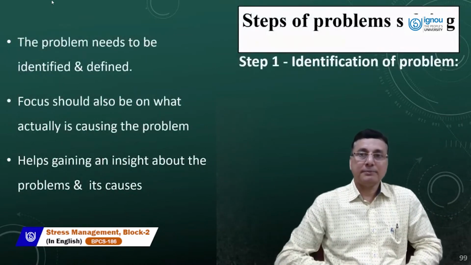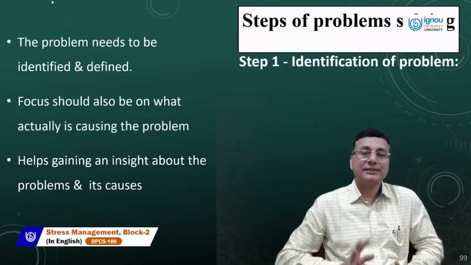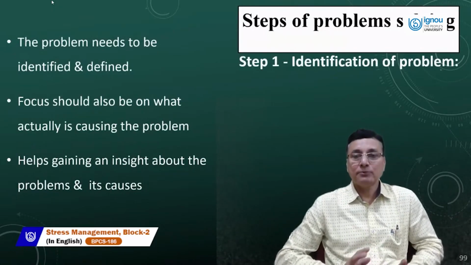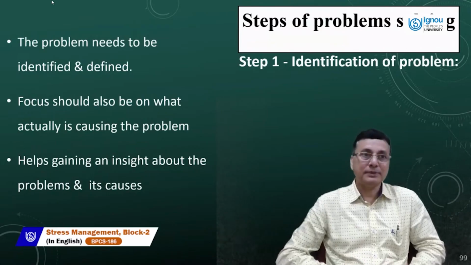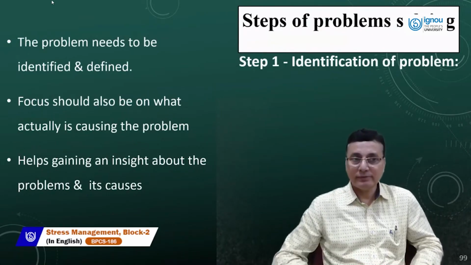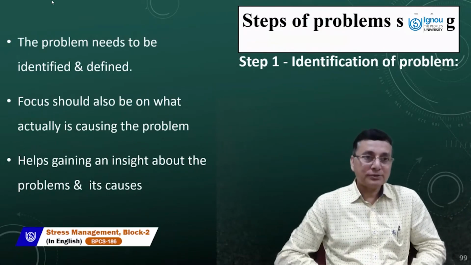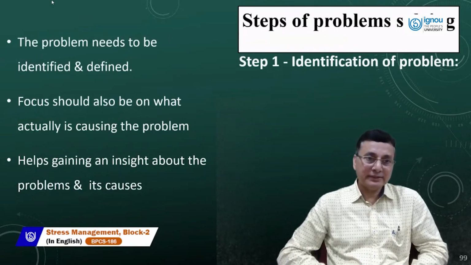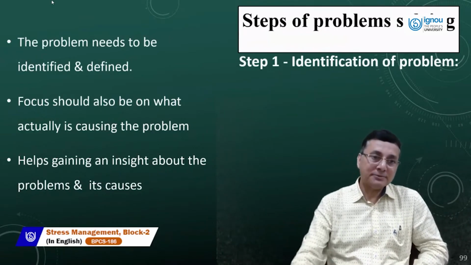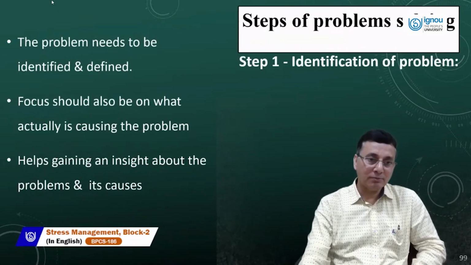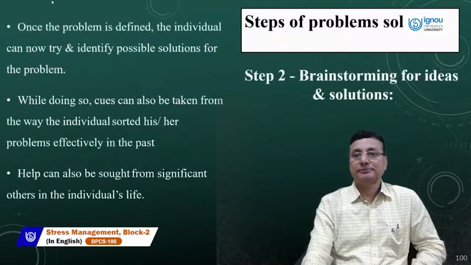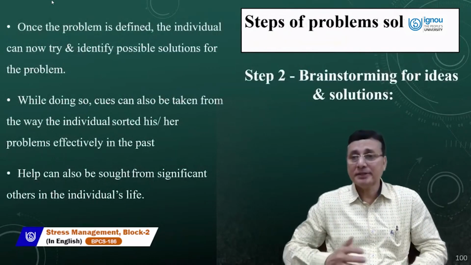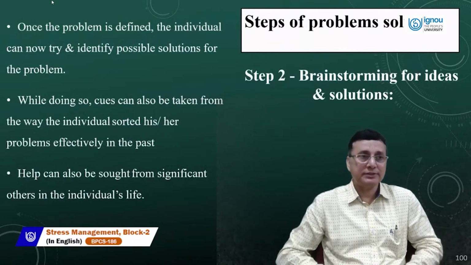So steps of problem solving. We are going to discuss the five steps. Step one is identification of the problem. The problem needs to be identified and defined. We all know. Focus should also be on what actually is causing the problem, which helps in gaining an insight about the problem and its causes. Step 2 is brainstorming for ideas and solutions.